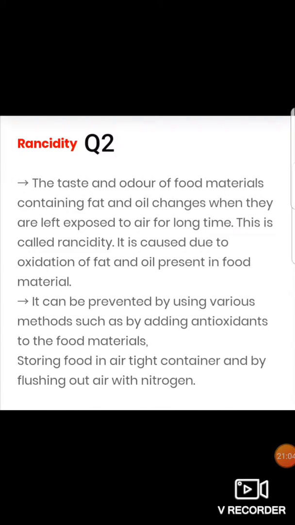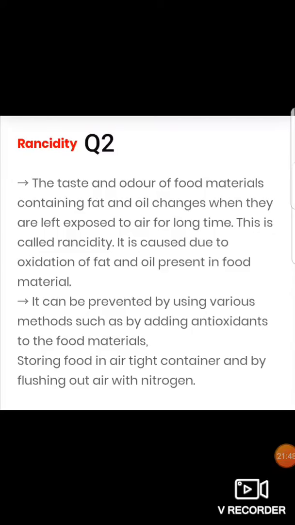Now what is rancidity? The taste and odor of food materials containing fat and oil changes when they are left exposed to air for a long time. This is called rancidity. It is caused due to oxidation of fat and oil present in food material. It can be prevented by using various methods such as adding antioxidants to the food materials, storing food in airtight containers, and flushing out air with nitrogen.